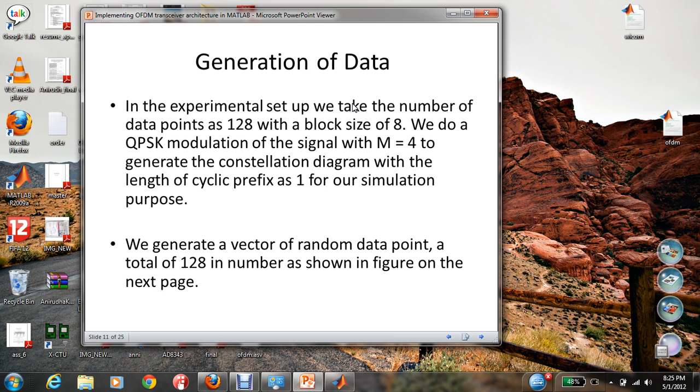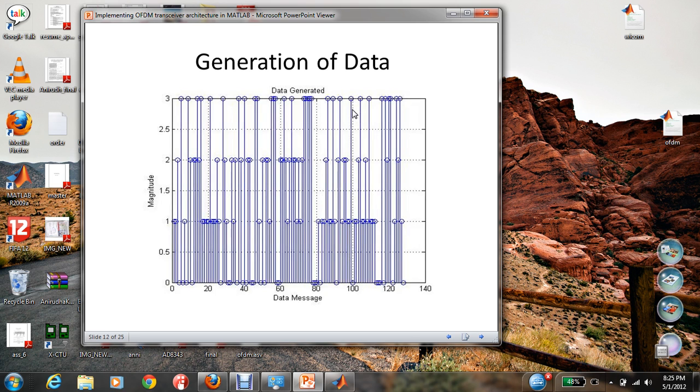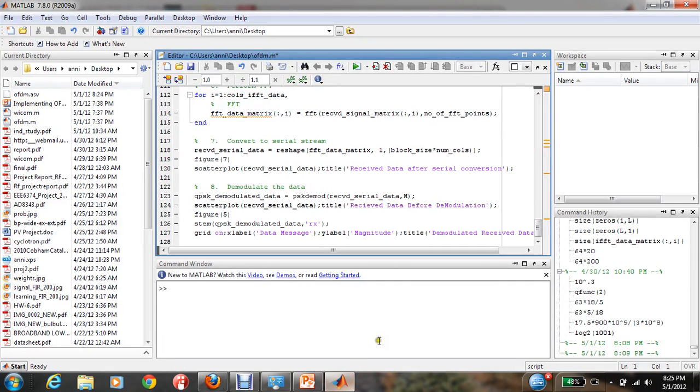And so the first part of the simulation is we generate a vector of random data points, a total number of 128. So this is the plot which is obtained by the generation of 128 data. Now this is our simulation in MATLAB. This is the simulation in MATLAB.